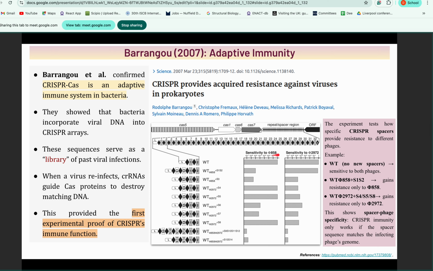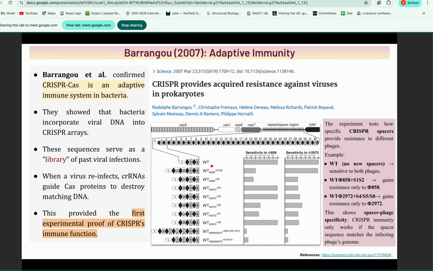So now they are talking about sensitivity to phage 858 and phage 2972. These are two different strains of two different phages. And when we say sensitivity, that means how sensitive my bacteria is to the attack of these viruses. If sensitivity is high, that means the bacteria is very sensitive and it will die if a virus attacks it, or the virus can capture the host system. So sensitivity is high means the bacteria is more prone to get infected.